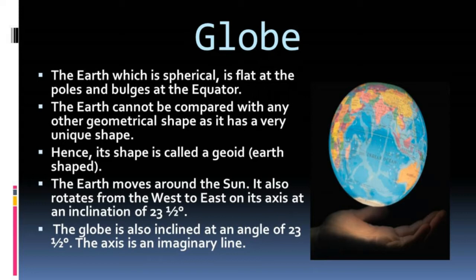The Earth moves around the Sun. It also rotates from west to east on its axis at an inclination of 23.5 degrees. The globe is also inclined at an angle of 23.5 degrees. The axis is an imaginary line. It is not actually found on the earth.